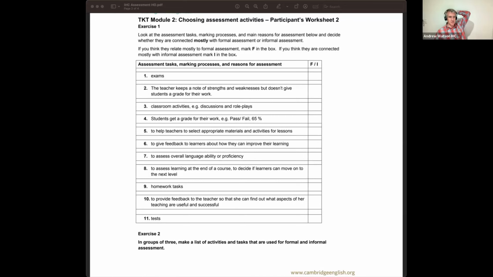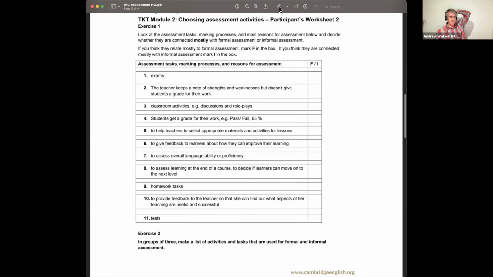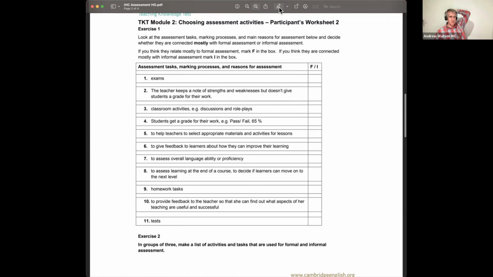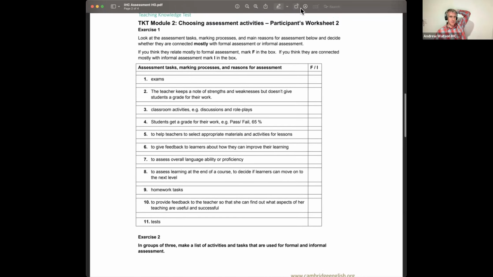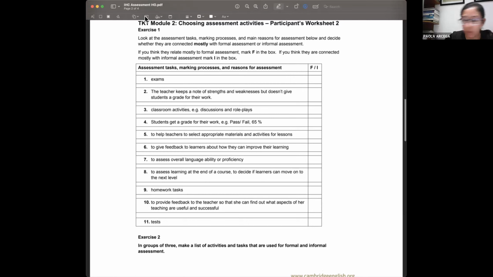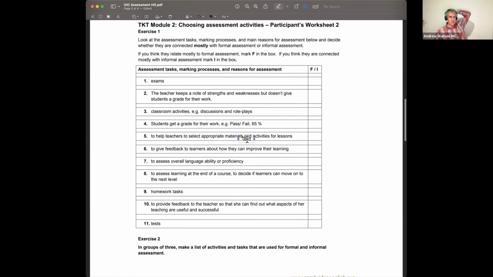So exams. Is it mostly formal or mostly informal? What do you think? Formal. Formal, yes. Exams are, as the word suggests, something quite formal.